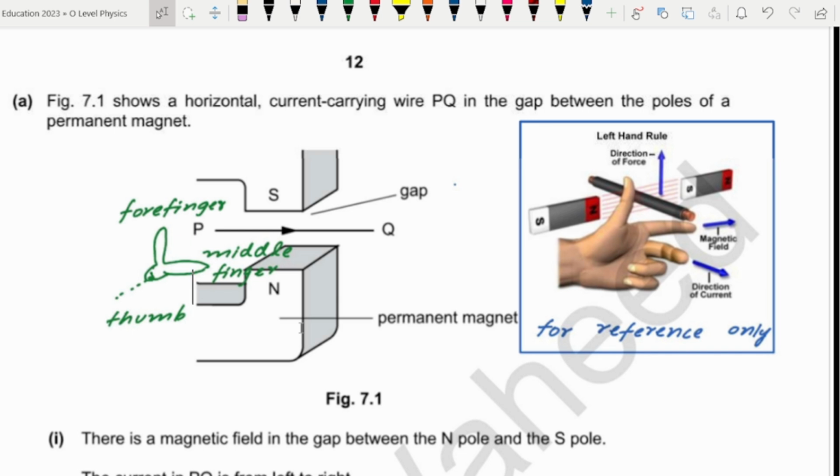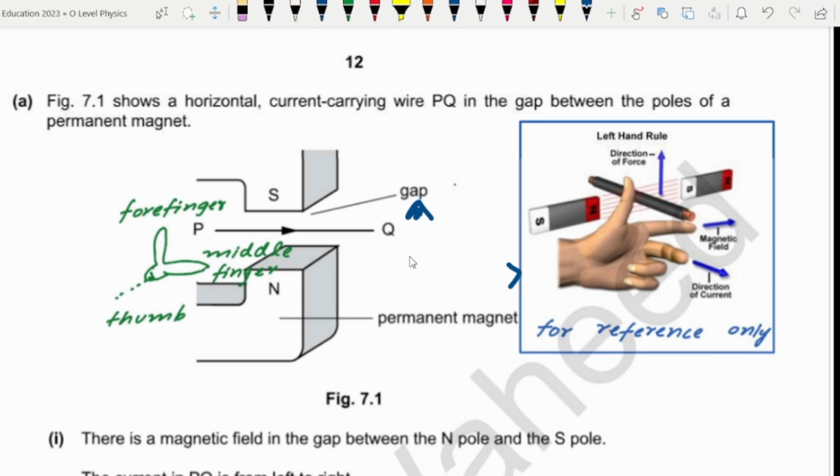You stretch your 3 fingers in such a way that they are perpendicular to each other: thumb, forefinger, and middle finger. The forefinger has to be upward. The middle finger has to be towards the right side, and whatever the direction of your thumb is would tell you the direction of force. So in this situation, if you apply the left hand rule, your thumb would be pointing towards you, and with respect to the piece of paper, the thumb is pointing outward, so the direction of force would be outward.